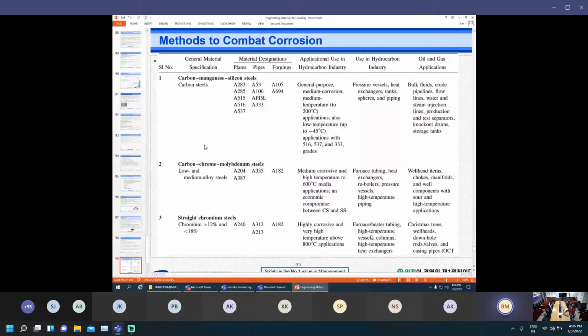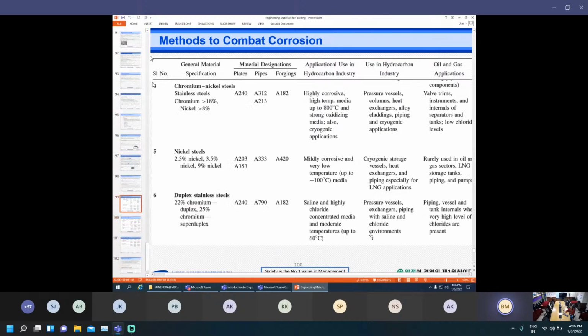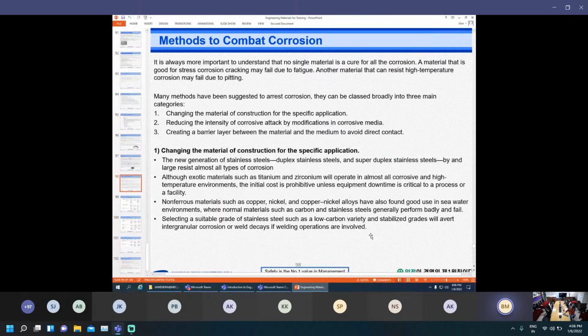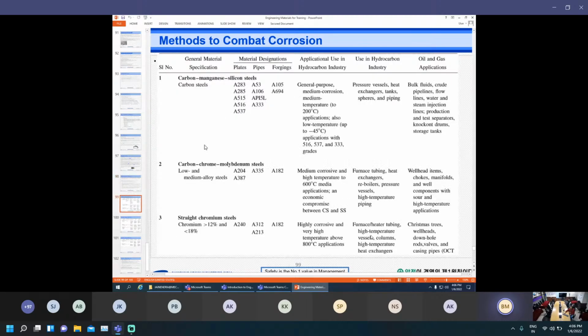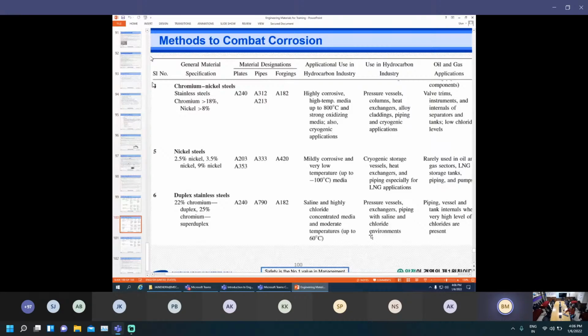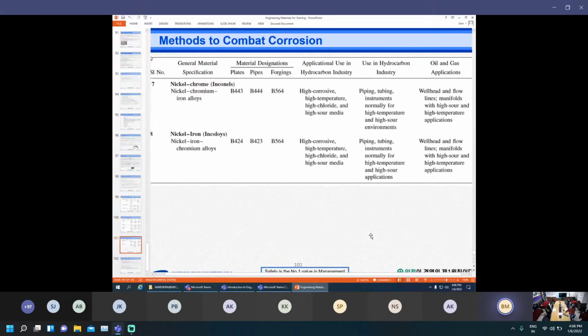So in the last few slides, you will have a general guideline about how we are using which material for which purpose. Okay? Take a photograph of this. This is a very good consolidation of oil and gas applications, the hydrocarbon industry. So when we are using carbon, manganese, silicon steel, when we are using straight chrome steel, when we are using nickel and duplex, and so on.